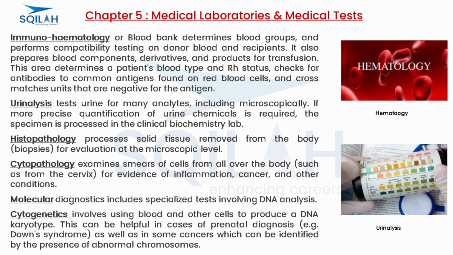This area determines a patient's blood type and Rh status, checks for antibodies to common antigens found on red blood cells, and cross-matches units that are negative for the antigen. Urinalysis tests urine for many analytes, including microscopically. If more precise quantification of urine chemicals is required, the specimen is processed in the clinical biochemistry lab.